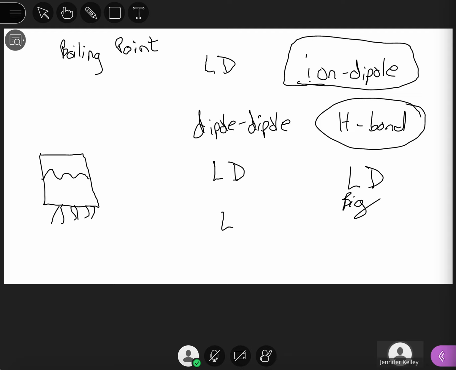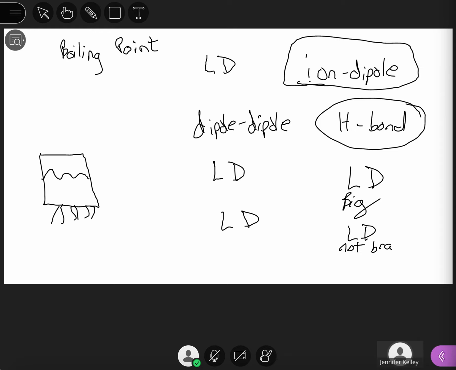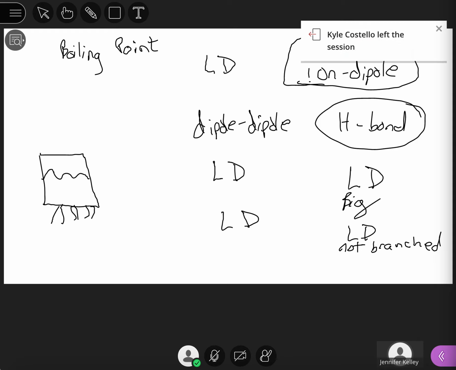And then if we were looking at it again and we had something that was branched and something that's not, the one that's not branched has the higher boiling point. It wouldn't necessarily mean higher polarity, because you could actually have something with lots of surface area that's not polar at all. But more surface area means you have more of those atoms that are doing that temporary dipole thing.